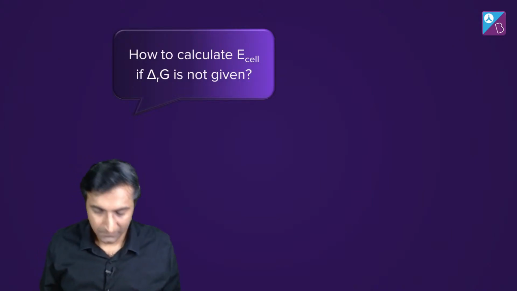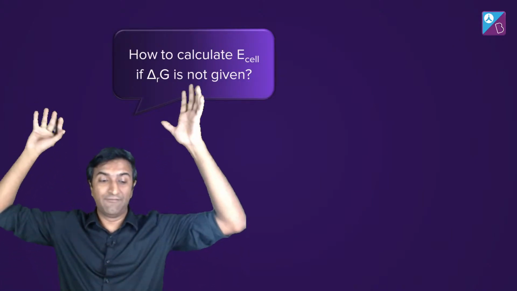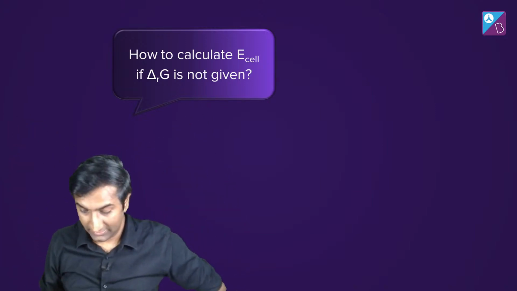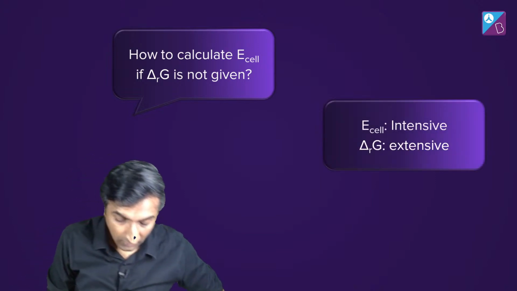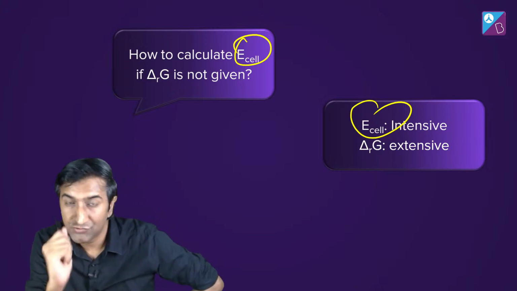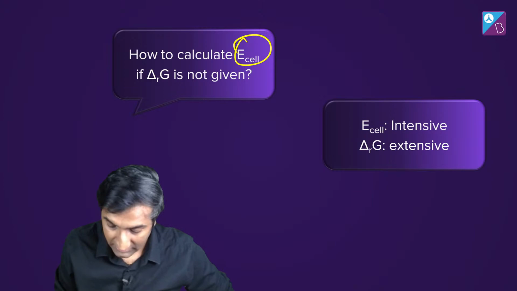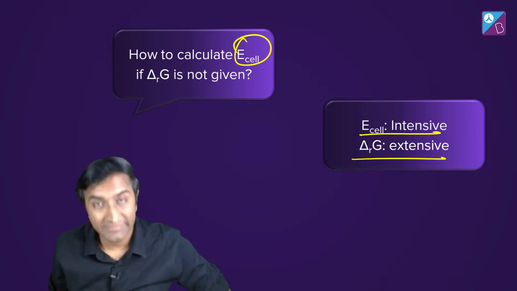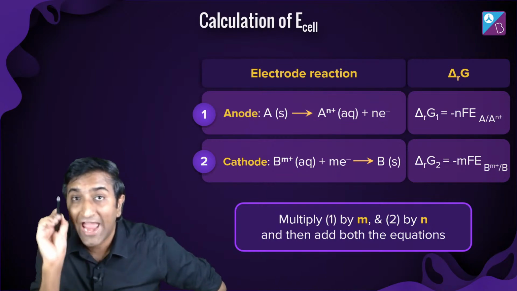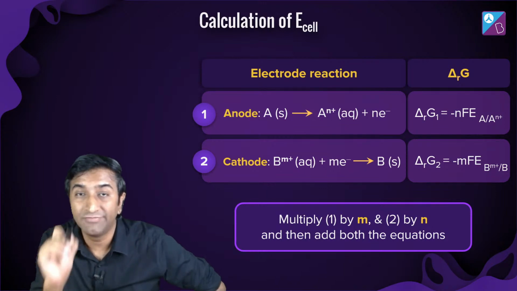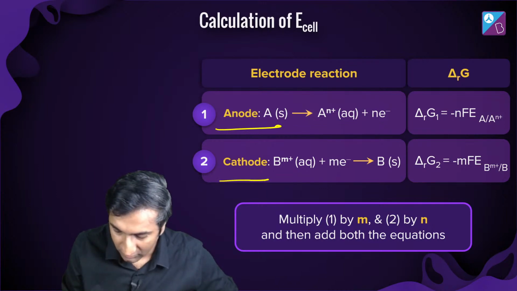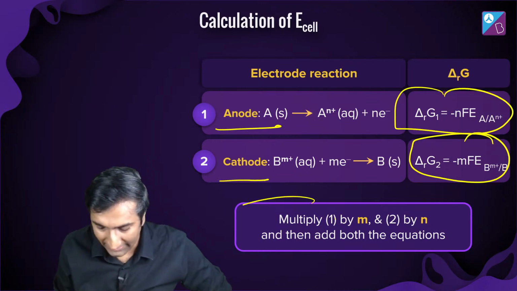All right, sweet. Now, what if this delta G naught is not given to you? If it's not given, what will you do? We'll calculate it, why not. From E naught, we can get delta G. Again, I'm saying this to you, remember the basics. E cell is intensive, delta G is extensive. So to get delta G from E, you have to multiply E with the number of electrons and Faraday's constant and all that. So, anode, cathode, do this, add them both together.